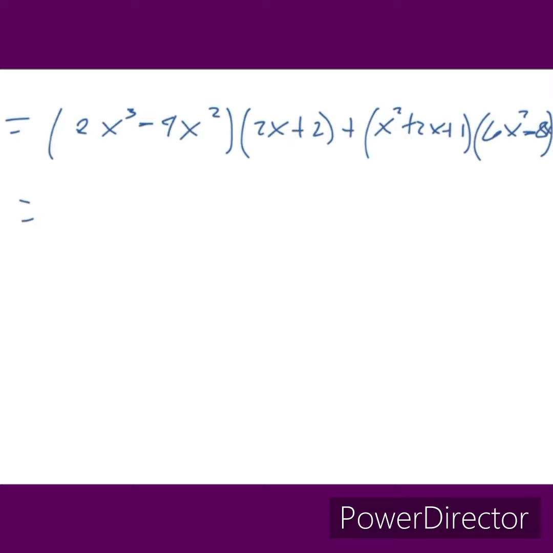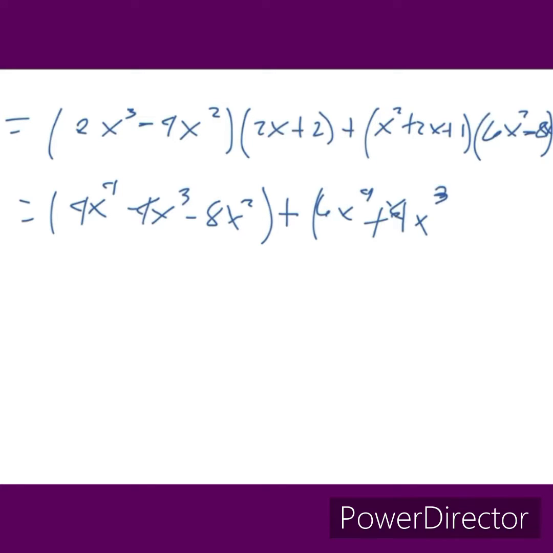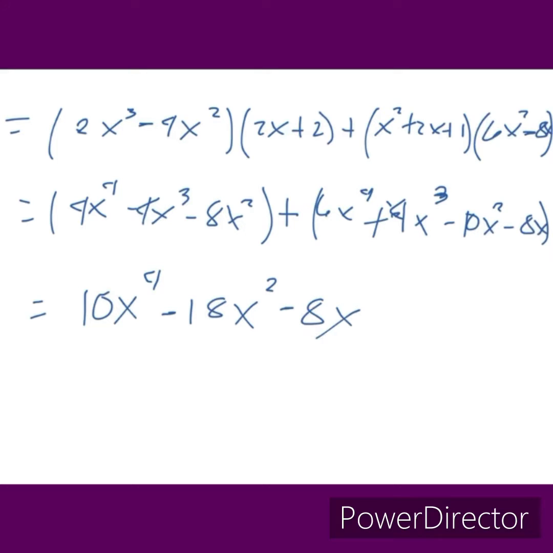And we have 4x raised to the 4th minus 4x cubed minus 8x squared plus 6x raised to the 4th plus 4x cubed minus 10x squared minus 8x. And then we have 10x raised to the 4th minus 18x squared minus 8x. And this is now the derivative of the given function.